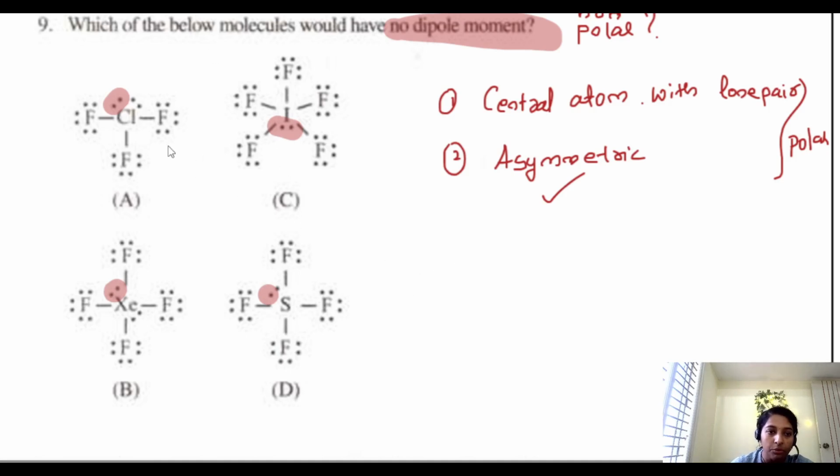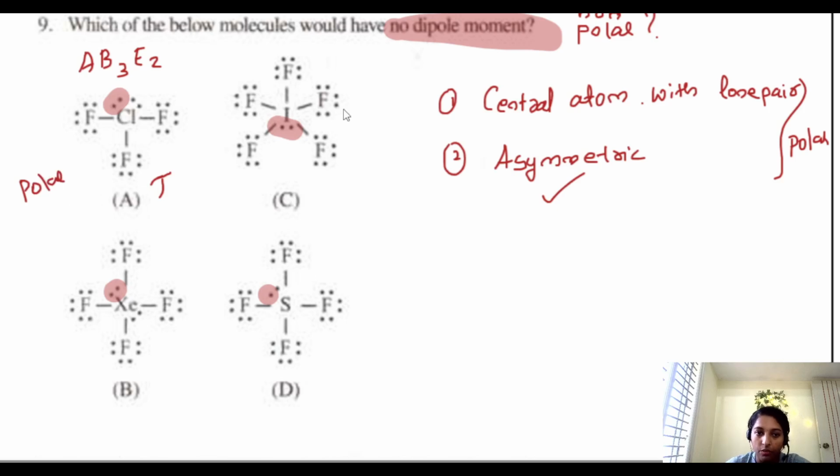Do you know the shape of this molecule? See the first one: central atom with 3 bond pairs and 2 lone pairs. So we can say it's an AB3E2 type. AB3E2 means there are 5 electron clouds in total, so trigonal bipyramidal, but with 2 lone pairs it becomes a T shape. Correct? It looks like a T shape. T shape means it's an asymmetric structure, so it's a polar molecule.